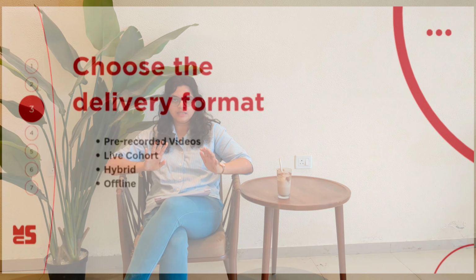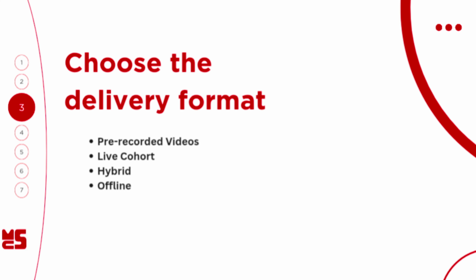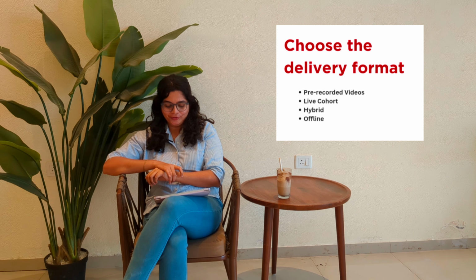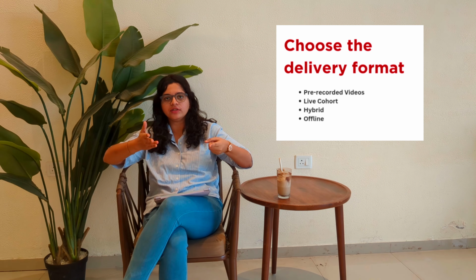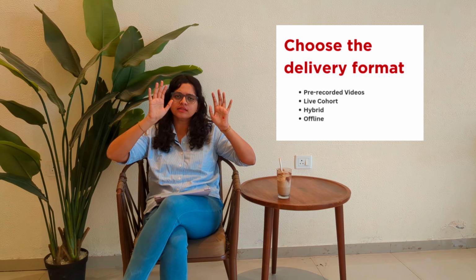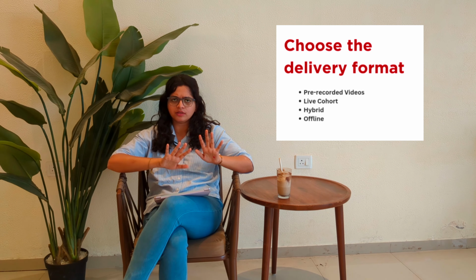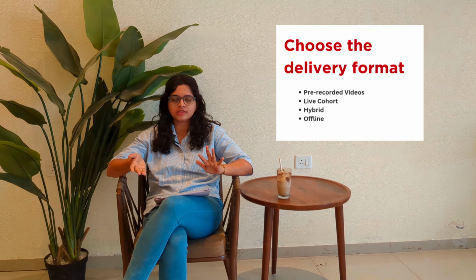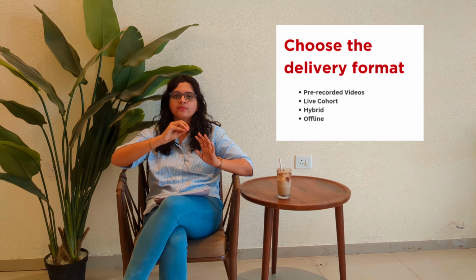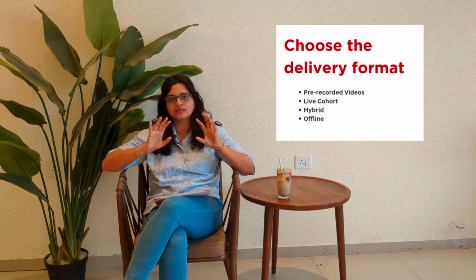So once your research is done, the third thing that you're going to choose is the delivery format. There are 4 delivery formats that I want you to know about. First is pre-recorded videos. Pre-recorded videos is any video like the one that you're watching right now. This is a pre-recorded video that has been uploaded on a portal that anyone can see at any time. In the case of a course, only the people who have purchased the course can see it, but it's still pre-recorded.